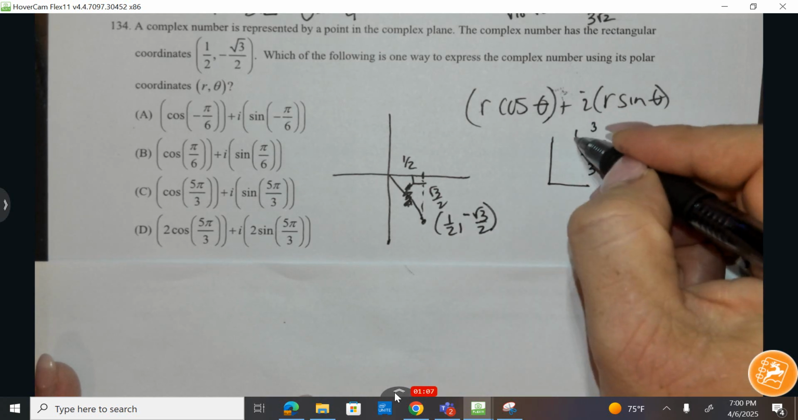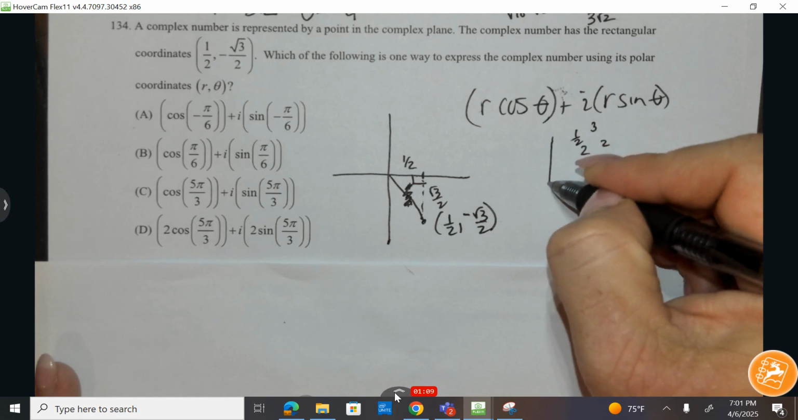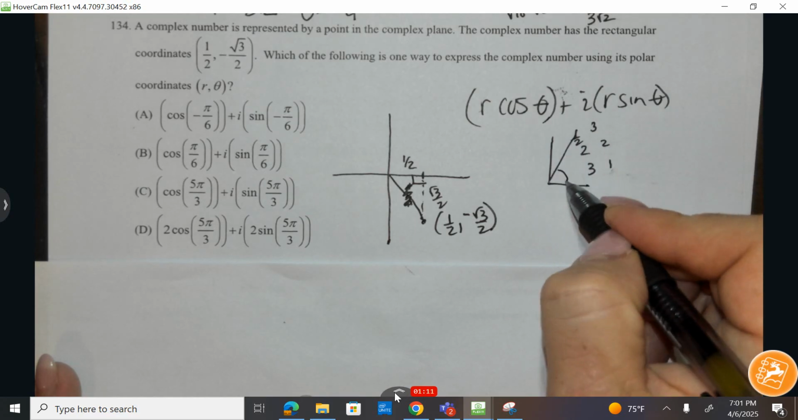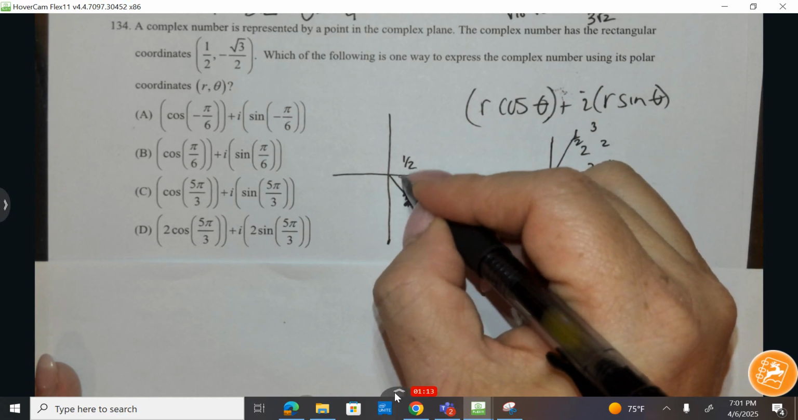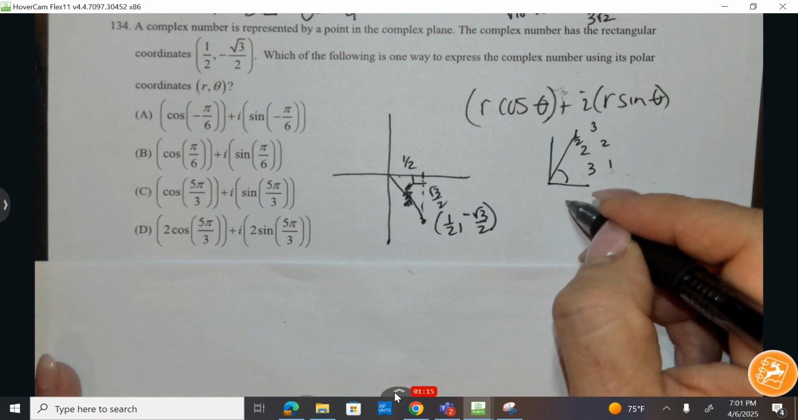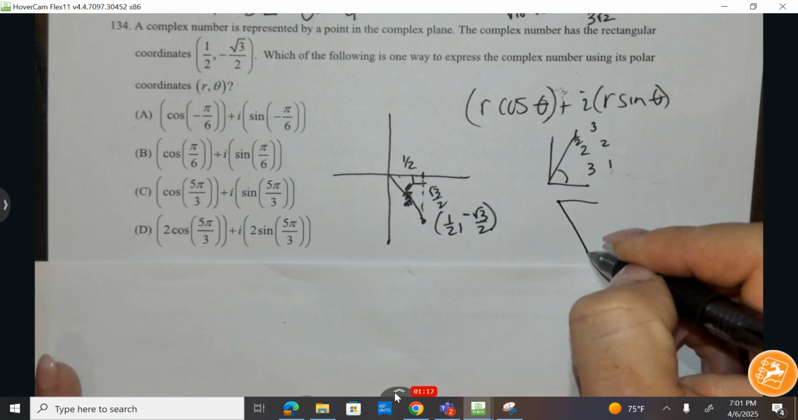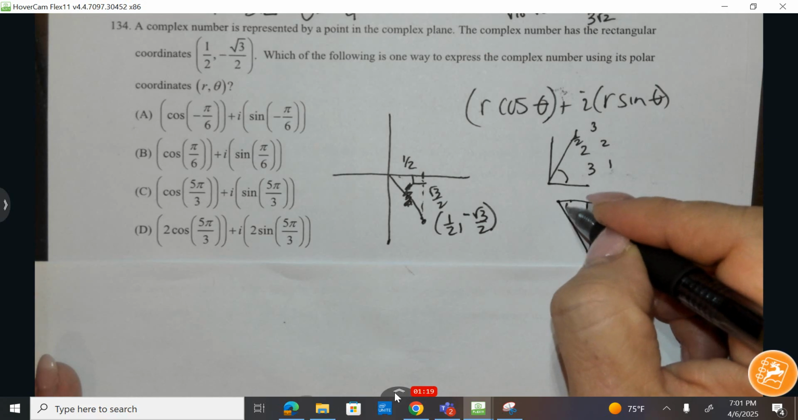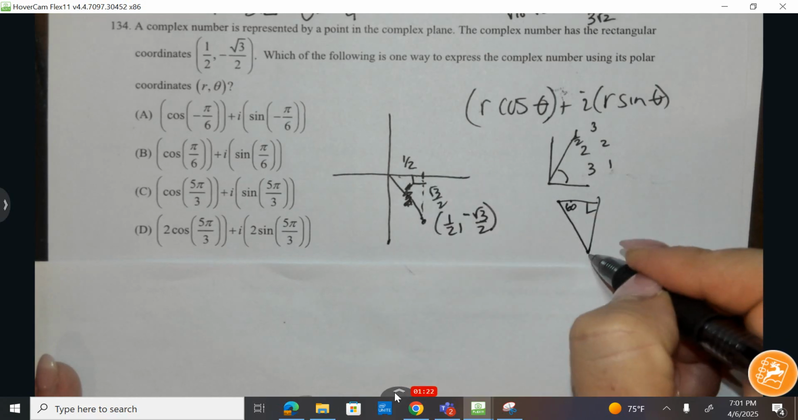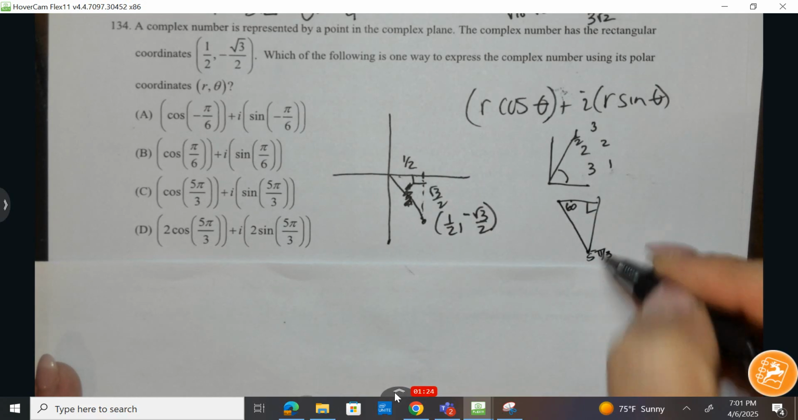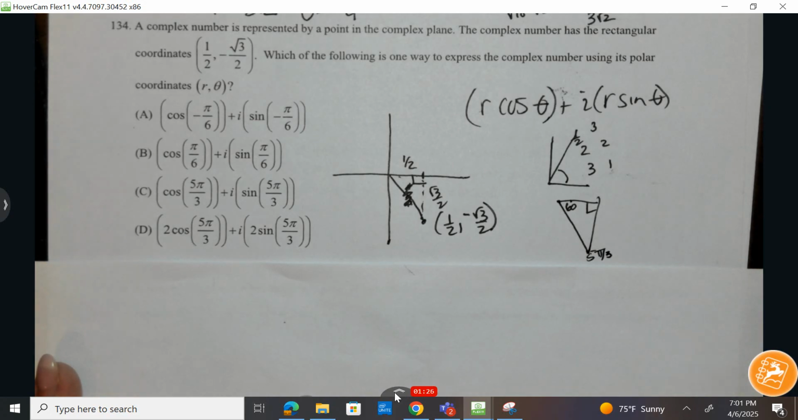I can already see that right here is the reference angle. So this 60 degrees is the reference angle here. So I can come right over here. This reference angle is 60 degrees. That means this is 5 pi over 3. This is 5 pi over 3.